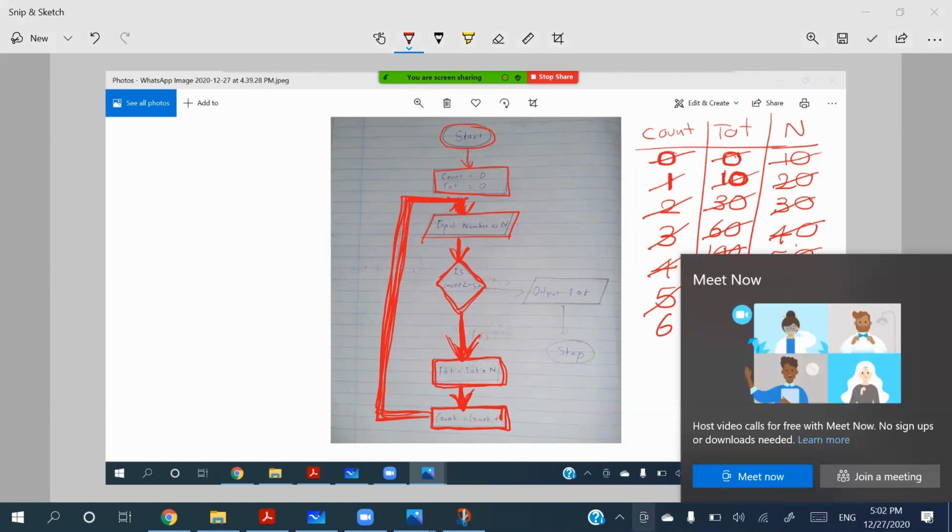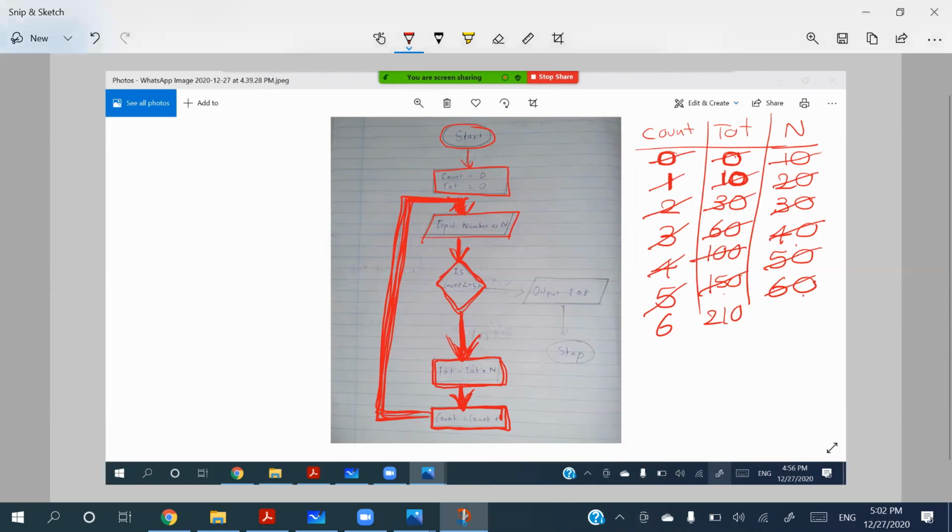Asks for another number. So I am giving another number, which is 70. So now count is not less than or equal to 5. So it goes on in this manner. So it stops right over here. It outputs 210.